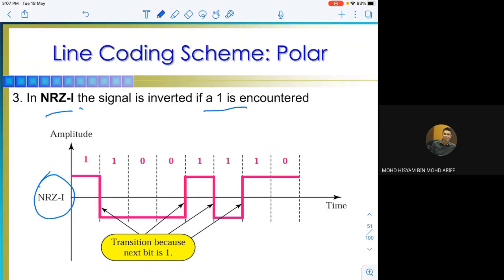Polar non-return zero I. When it meets a one, it changes. With zero, it will follow. When it meets a one again, the bit one will change. Meet another one, it will change. Zero, it will follow. Understand? Now I want to move to another slide. If you understand, we'll go to the next slide.